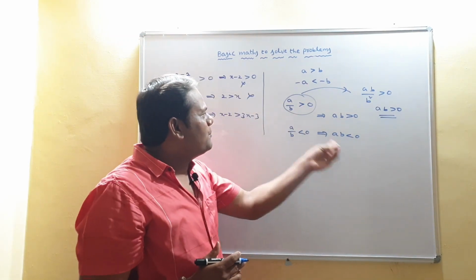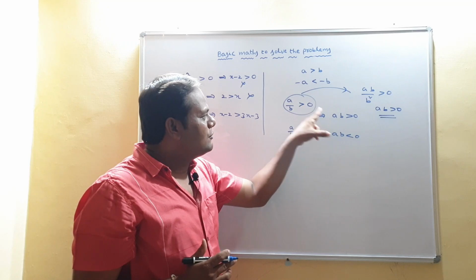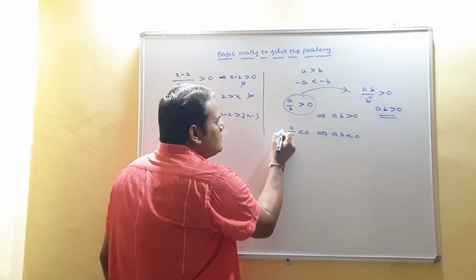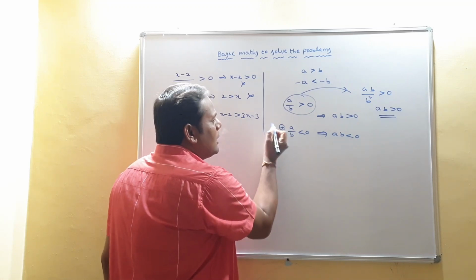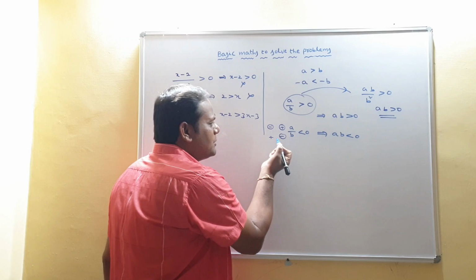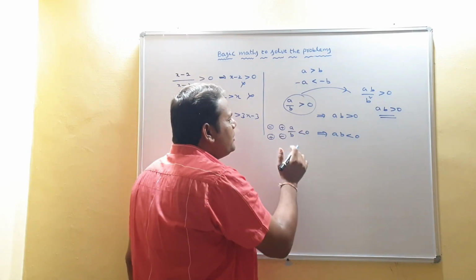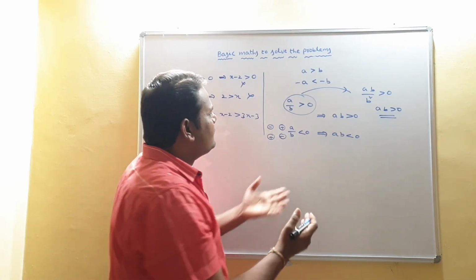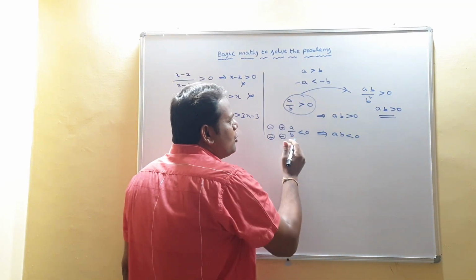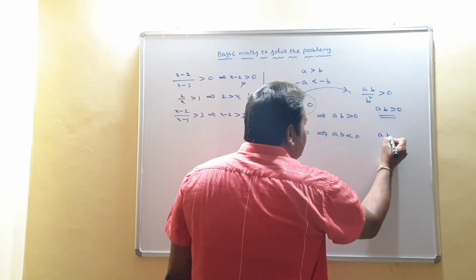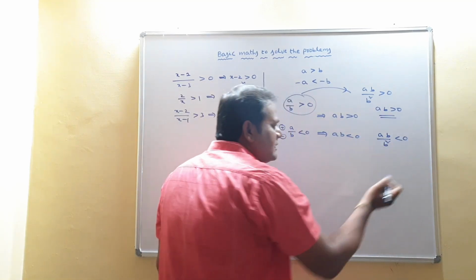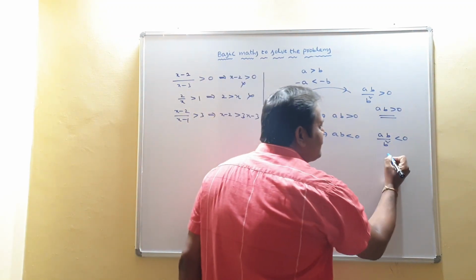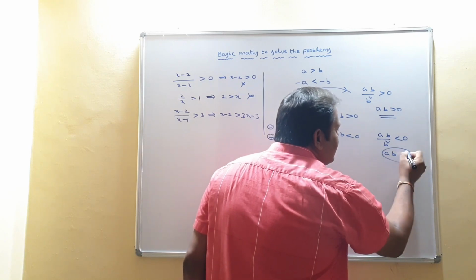So in any problem, if you arrive at a by b greater than 0, you take a into b greater than 0. If it is a by b less than 0, it means numerator positive, denominator negative, or numerator negative, denominator positive. So here if you take a into b, you get positive into negative, that is negative, so less than 0. Otherwise you can apply this technique. Multiply both numerator and denominator with b. What you can get? ab by b square less than 0. See, we know the sign of b square. b square is always positive. So do cross multiplication. Then you can get ab less than 0.